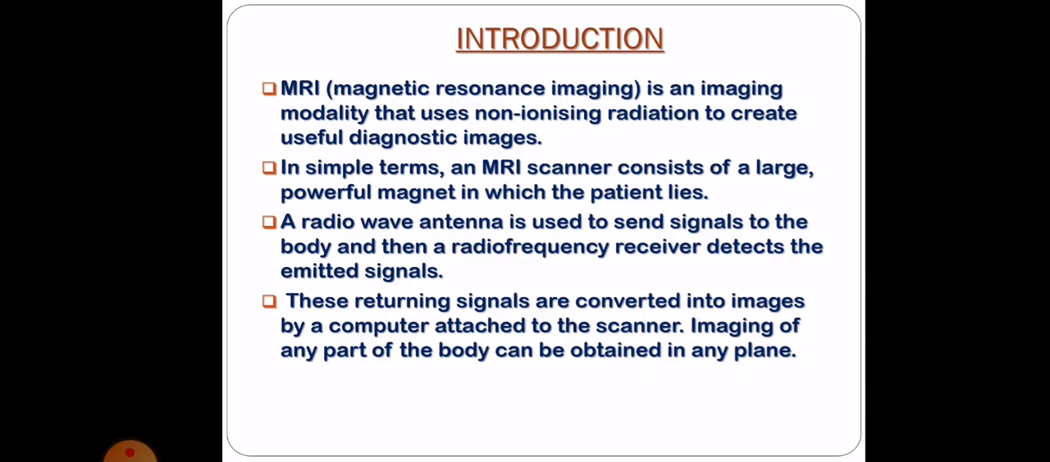In simple terms, we can say that an MRI scanner consists of a large powerful magnet bore in which the patient lies and the scan is taken. How this is done we will discuss further, but we also have to know why we use magnetic resonance imaging. It provides excellent soft tissue contrast resolution.